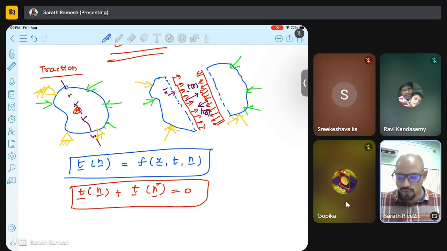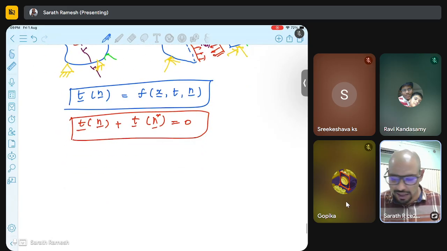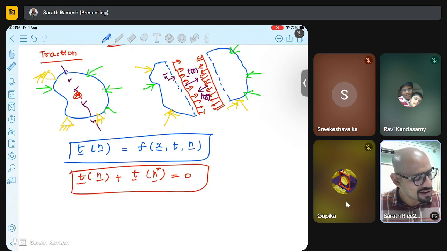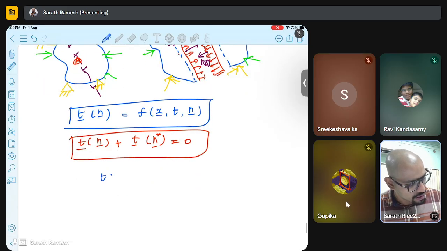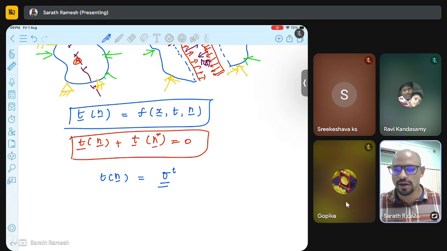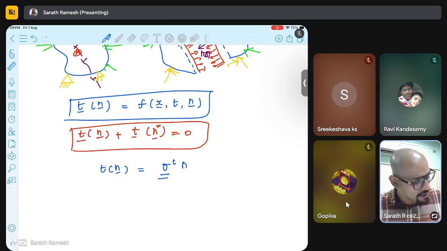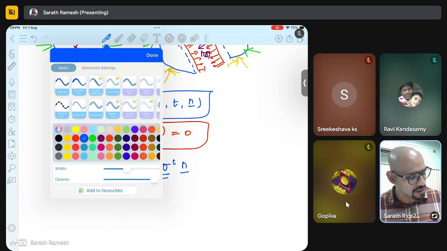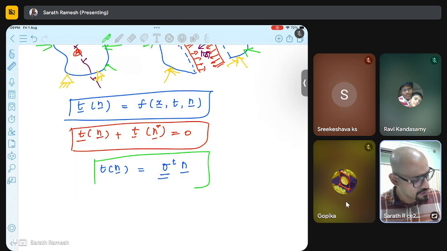That quantity, that function, we say it's a linear function. We should see what a linear function is, but as of now, the linear function which maps the normal vector to the traction vector we call the stress. So t of n is equal to sigma, a second order tensor. I'm putting two underscores here, which means a second order tensor, and n cap. This we call the Cauchy theorem. This is how we find traction.